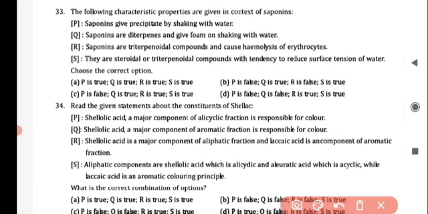Next question is, the following characteristic properties are given in context of saponins. P is saponins give precipitate while shaking with water. Q is saponins are diterpenes and give foam on shaking with water. R is saponins are triterpenoidal compounds and cause hemolysis of erythrocytes, and S is they are steroidal or triterpenoidal compounds with tendency to reduce surface tension of water. Now choose the correct option. So the correct answer for this is option D, that is P is false, Q is false, R is true and S is true.